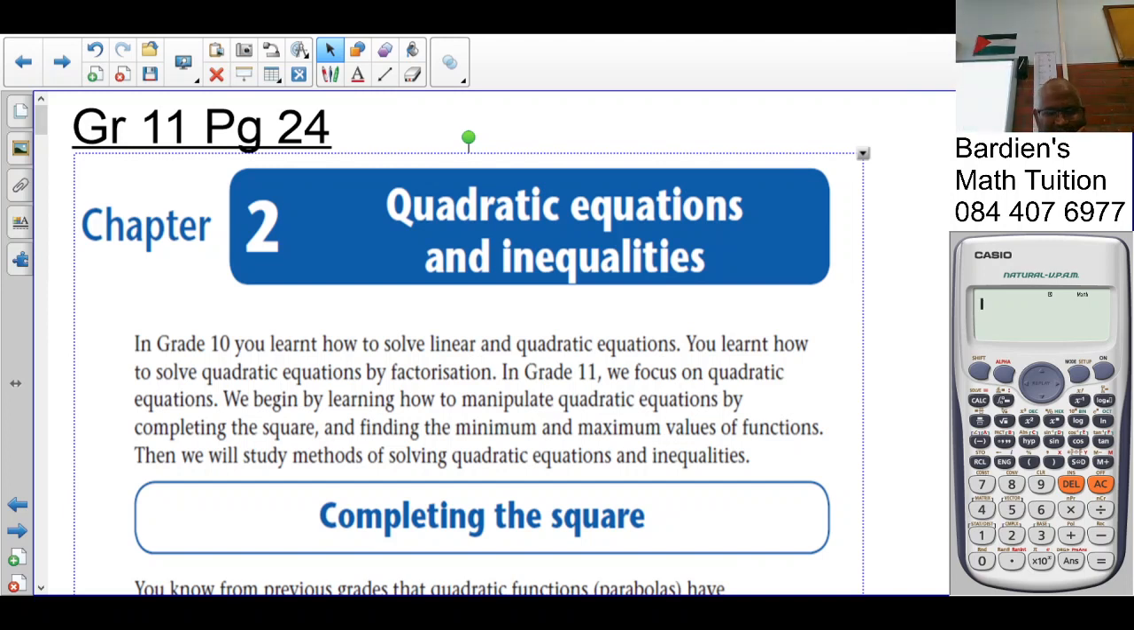The homework was exercise 2.7 on page 31. You had to do number 1, 2 and 3. Is that correct? Just number 1. Any issues there?